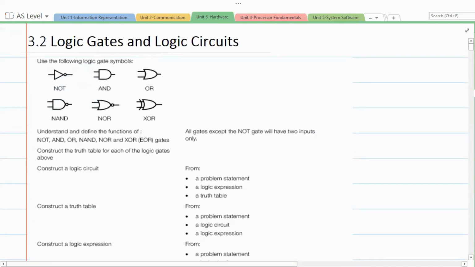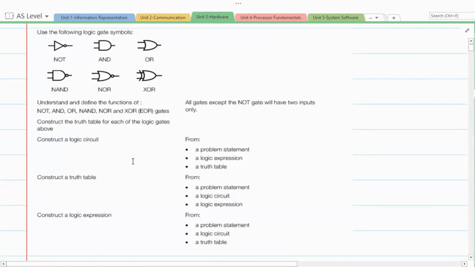Today we are going to start with Unit 3's second part, that is logic gates and logic circuits. And in today's video, we are only going to cover basic logic gates, their symbols, their functions, and then next, constructing logic circuits, constructing truth tables and logic expressions we'll cover in the next video.